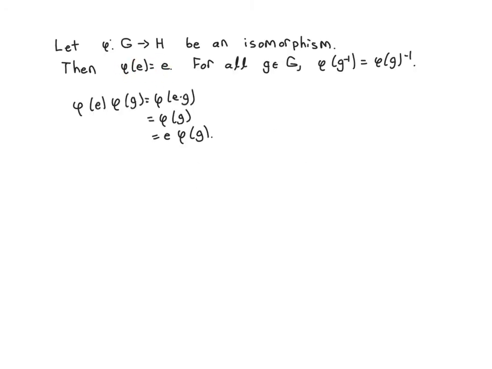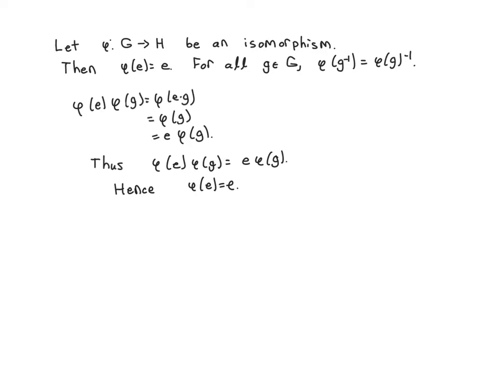To show the first part, take any group element g in G and multiply phi of e by phi of g. Because phi preserves multiplication, this is equal to phi of e times g. Because e is an identity element, e times g is equal to g. Likewise, phi of g is equal to e times phi of g because e is an identity element. And so what do we have? We have phi of e times phi of g is equal to e times phi of g. So by cancellation, we can cancel off the phi of g's on the right, and we see phi of e is e.